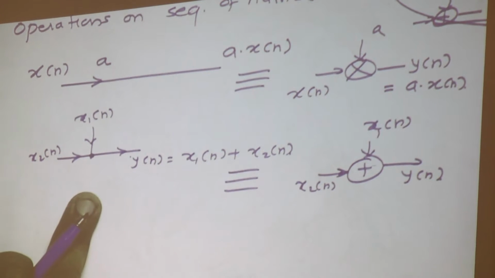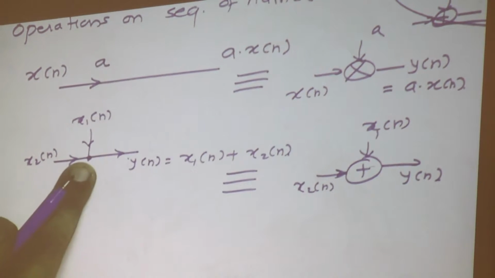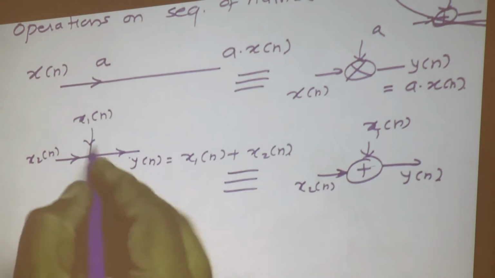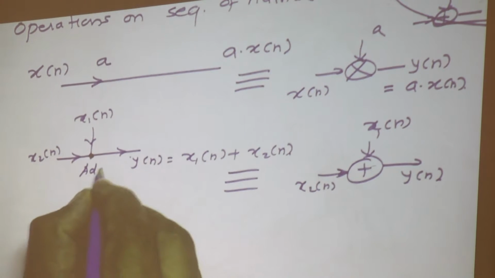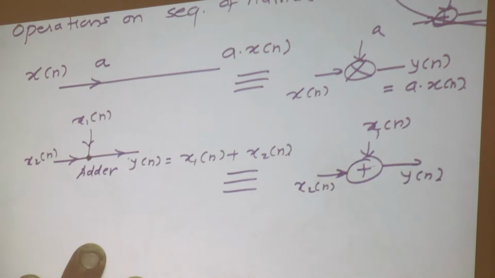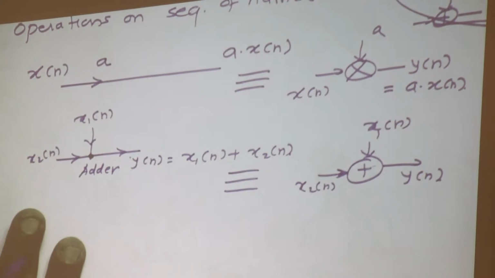The equivalent data flow diagram uses this symbol. Whenever two arrows meet at a place, the node is called an adder.